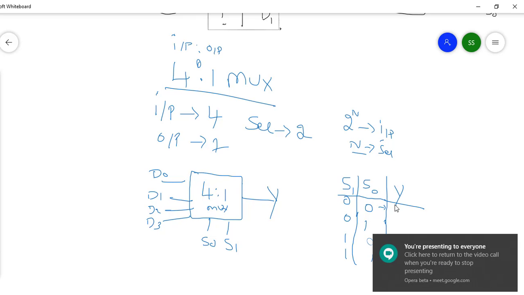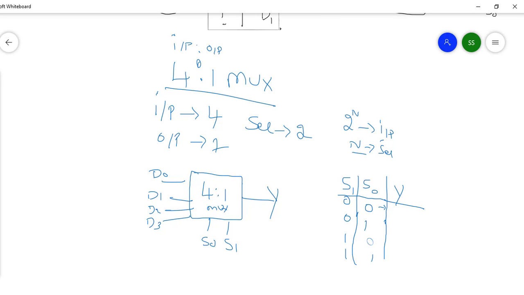What happens when S1 S naught is 0 0? What output Y do you have to get? D naught. So when you give 0 0, you have to make the output D naught. In a similar way, if it is 0 1, it is D1. If it is 1 0, it is D2. If it is 1 1, it is D3. This is what you get as the functional table or truth table.